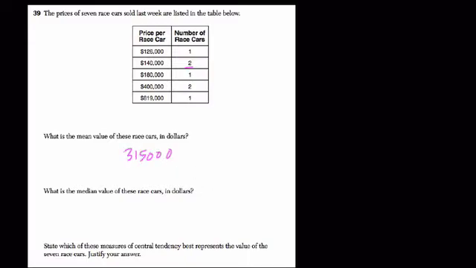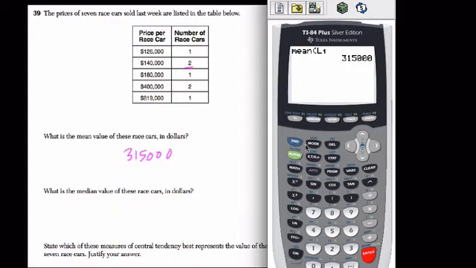Okay, so don't forget we entered the frequencies of each item. The median. So this is nice and easy now. Second stat. Math. Median is the fourth option. The median of list 1. Second one is 180,000.